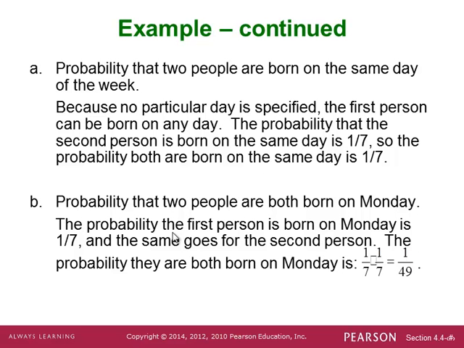Now, they might sound like the same events, but they're actually different. If we want to calculate the probability that 2 people are born on the same day of the week, there is no particular day specified. For any given day of the week, there's a 1/7 chance that the first person is born on that day, and there's a 1/7 chance that the second person is born on that same day.